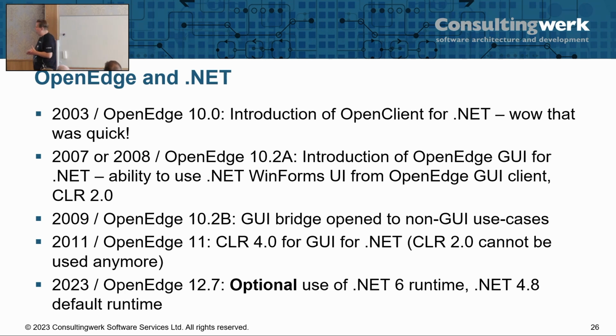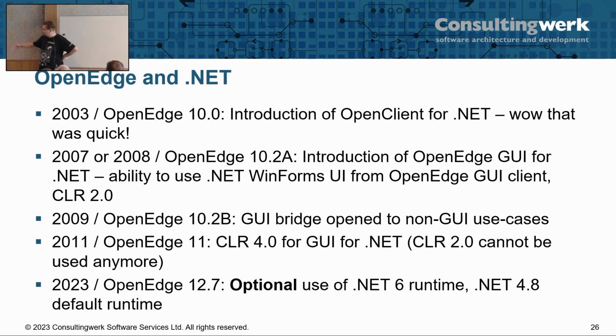So that was 10.2b, and then in 2011, Progress with OpenEdge 11 started integrating the .NET 4 runtimes, the CLR 4.0 for GUI for .NET, and dropped CLR 2.0. The .NET runtimes themselves are not just backwards compatible. The language typically is backwards compatible, but not the runtime itself, and so it just didn't make any sense to support the two different runtimes.